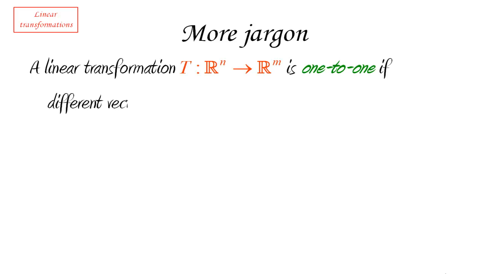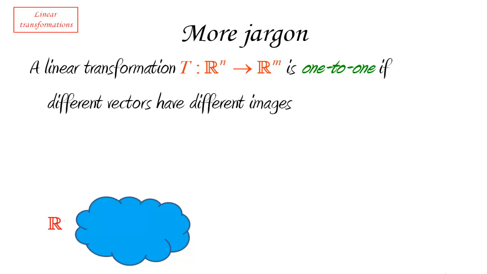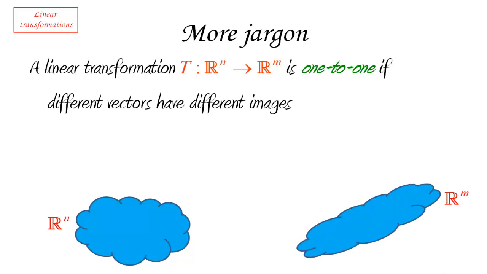Some more jargon, and then I'll show you one fundamental way in which linear transformations separate themselves from regular functions. I'll say more about that in a minute, but let me first give you some jargon. First of all, we're going to say that a linear transformation is one-to-one if different vectors in the domain have different images.